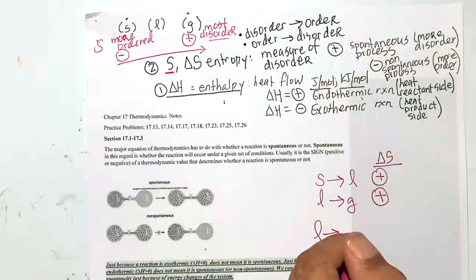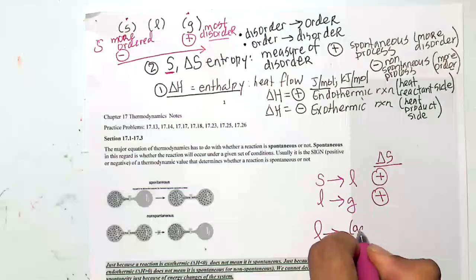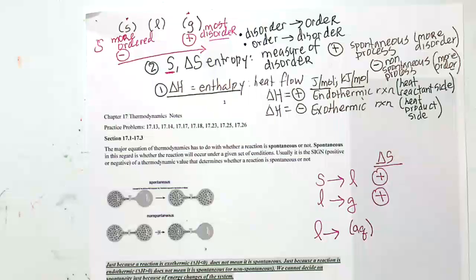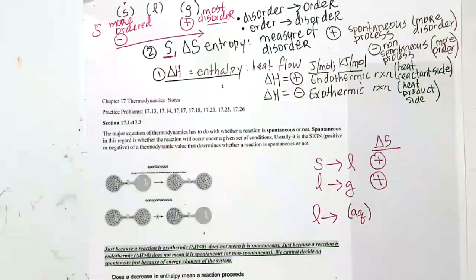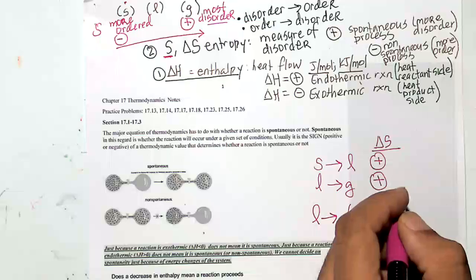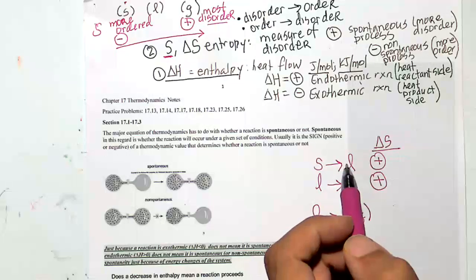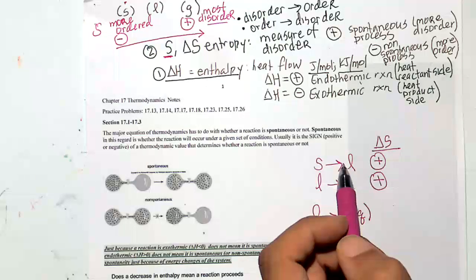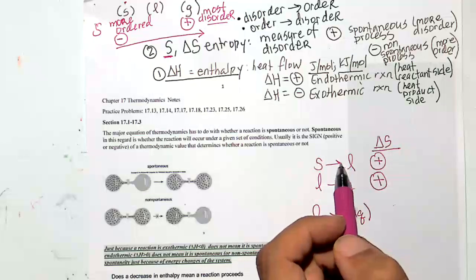Here's something. What if you take a liquid and you add something to dissolve it in water and make it aqueous? You know what aqueous is, right? You take salt and dissolve it in water, or you take any molecule and dissolve it in water. Would that be more entropy or less entropy, this change in entropy? More or less? Are we getting more order or more disorder?